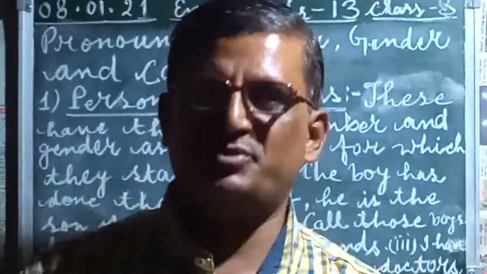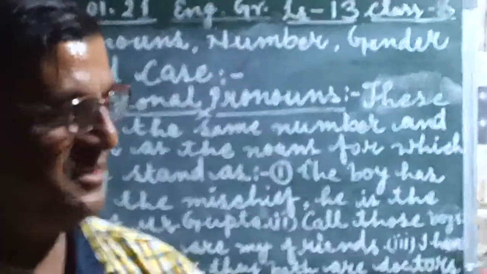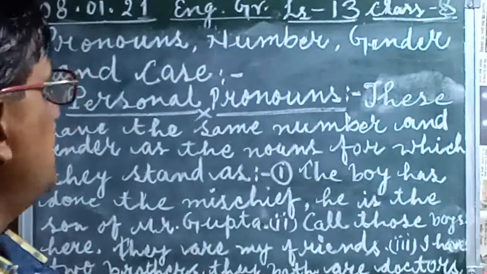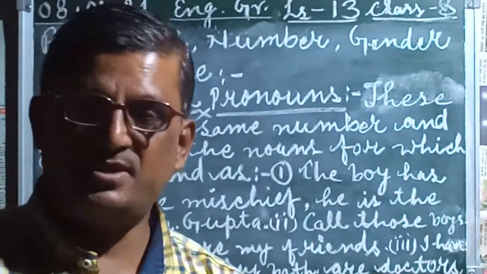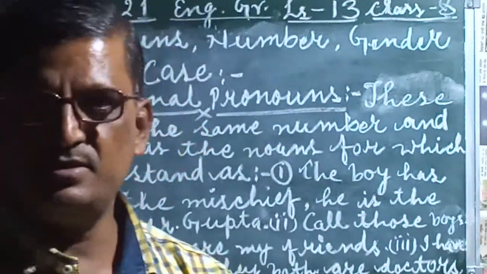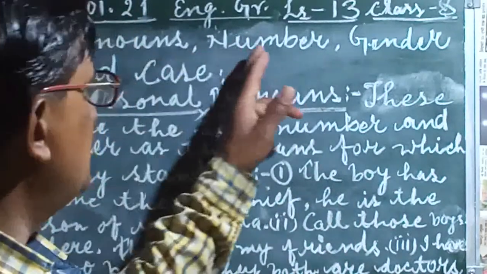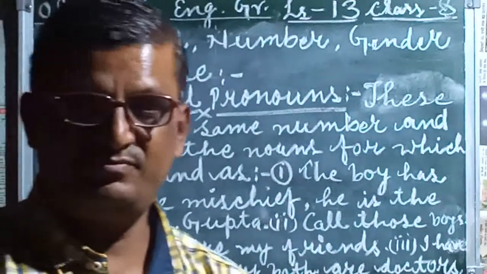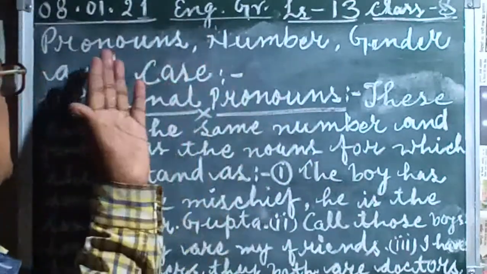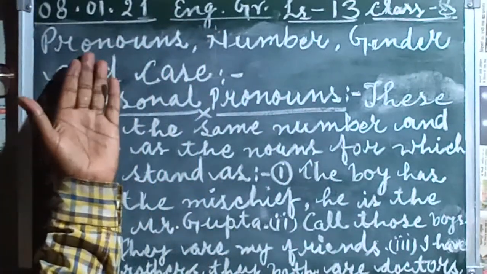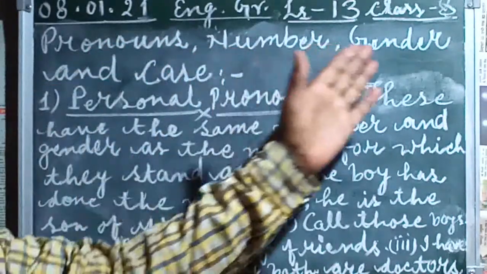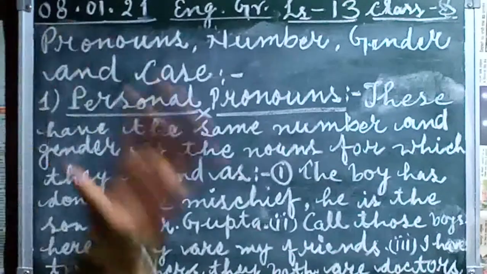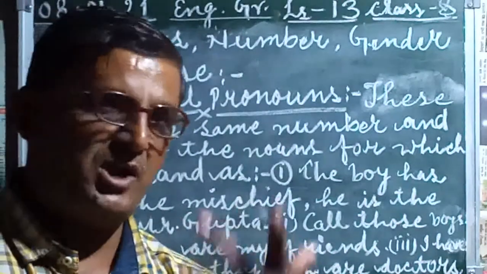Once more, I am going to start chapter number 13. Class 8th already, I am taking this one. And in this chapter, I am going to explain pronouns, number, gender, and case. What are the topics given in this chapter? Pronouns, number, gender, and case. So first of all, we have to go through the pronouns.